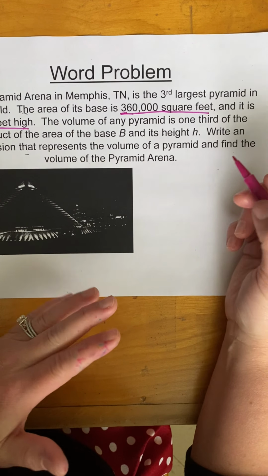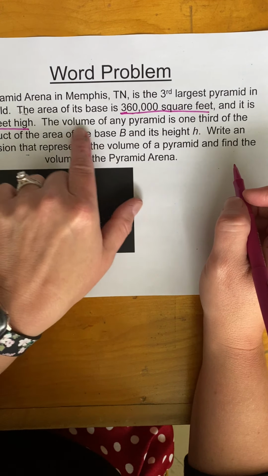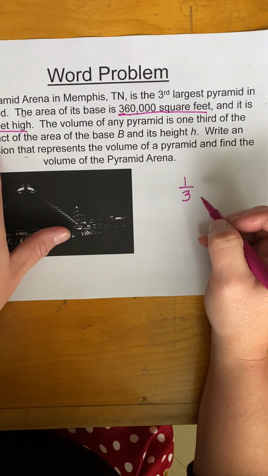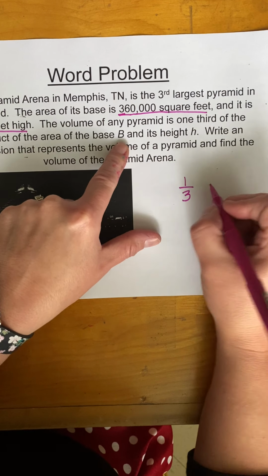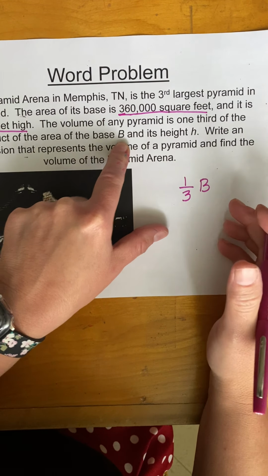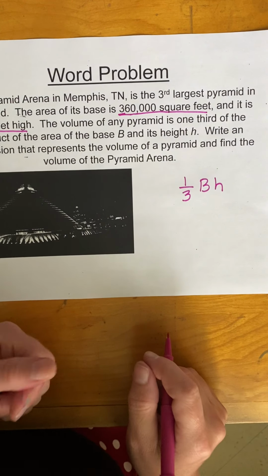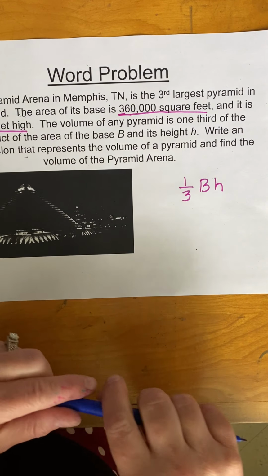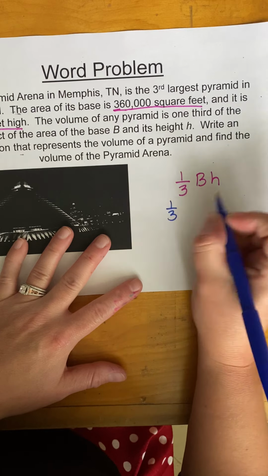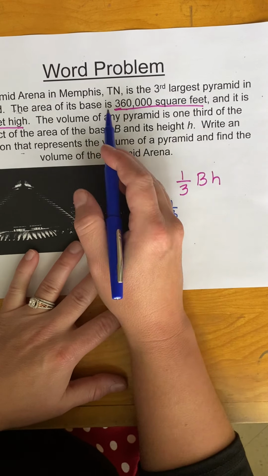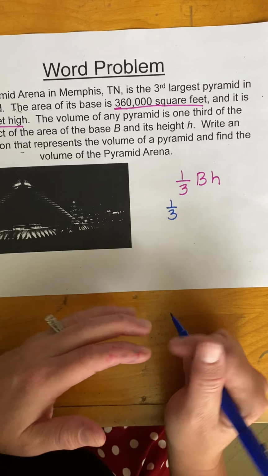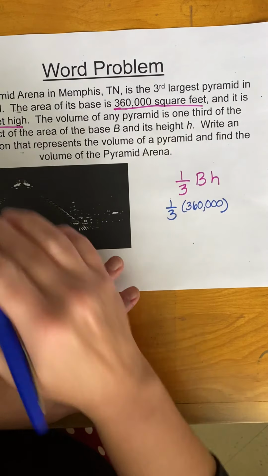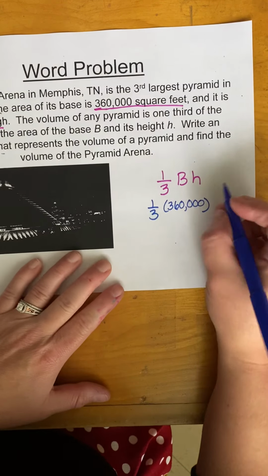So we're going to write the expression for the volume. So it says the volume is 1/3, right? The product of the area of the base B. So big B, product means to multiply, and its height. And then we're just going to plug in the values that they give us, and we will be done. And they're great big, which is awesome. So we'll have 1/3. Now big B is the area of the base. And it says the area of the base of this thing is 360,000 square feet. So 360,000. And then the height is 321 feet.